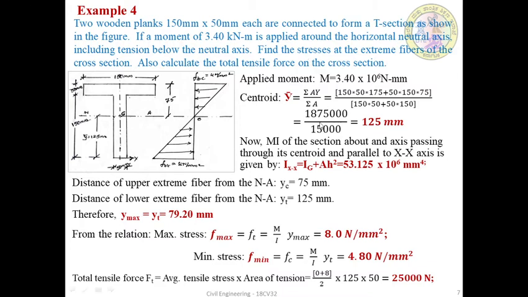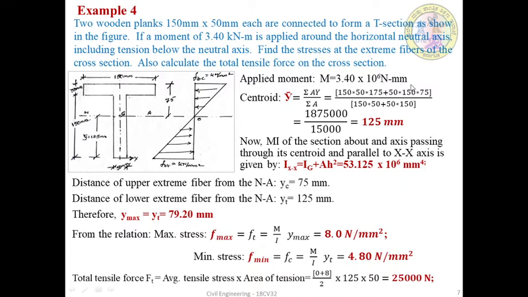Here, this is the given T section of the beam. As per the dimensions, it has been written 150 mm at the top, this is 50 mm, and again 150 mm into 50 mm web base. The applied moment as per the given problem statement, the given data, is M equal to 3.40 kilonewton meter, and we have to convert it into 3.60 into 10 to the power of 6 Newton millimeter.